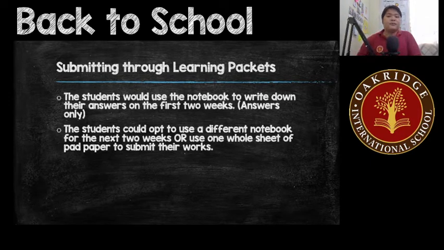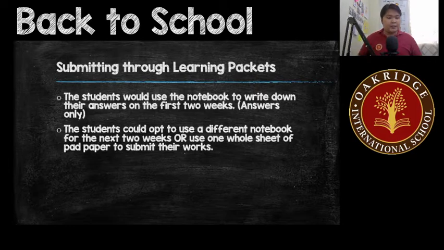Okay, now for the next 2 weeks, because usually you have 2 packets. The first one is going to be the first 2 weeks, and then the next one will be for the next 2 weeks. Okay, for those of you who are going to be doing the learning packets, the third and fourth week, you could have another notebook, or you could put your answers in a whole sheet of pad paper. Okay, that's how you could do it.